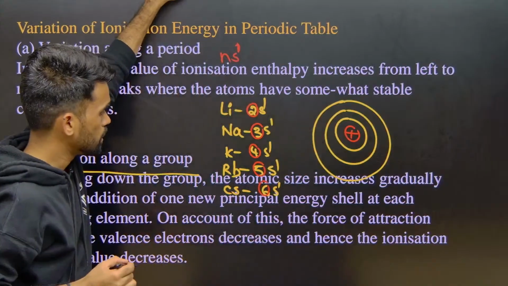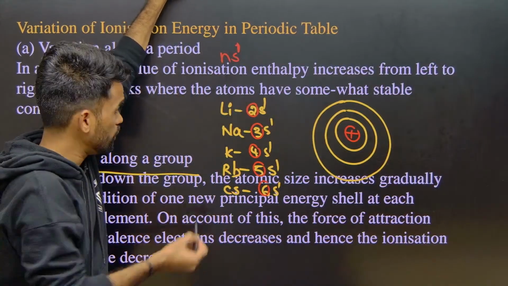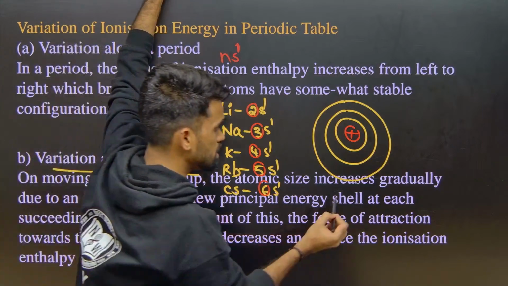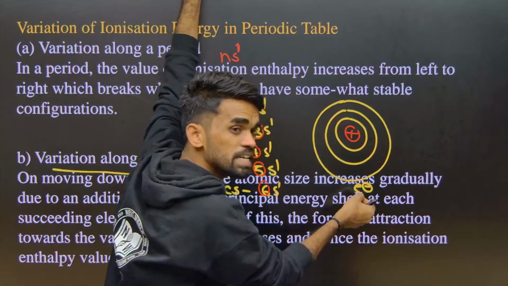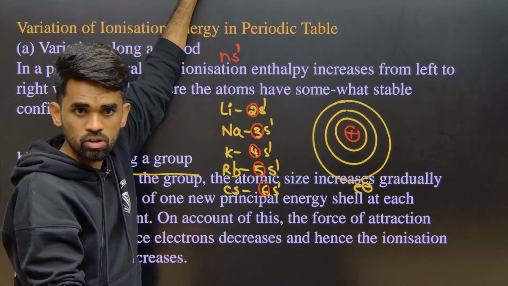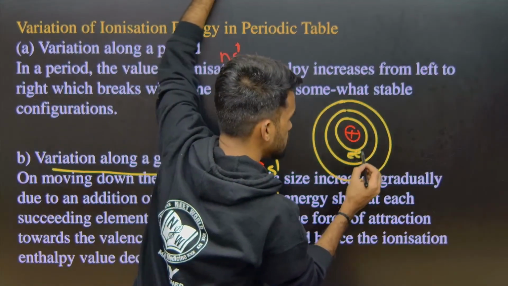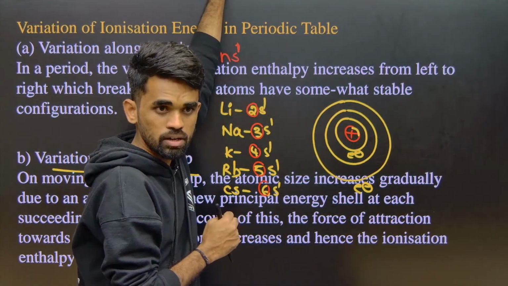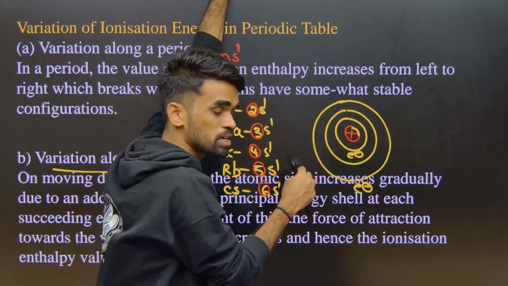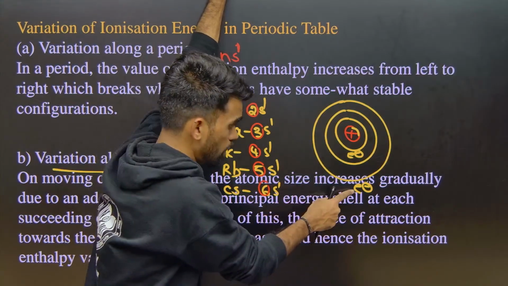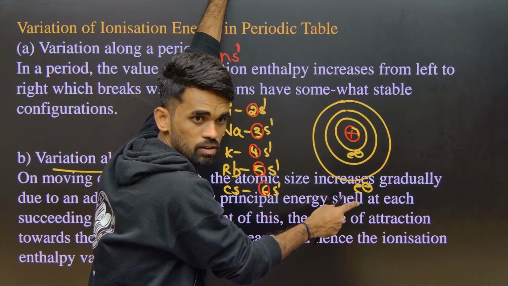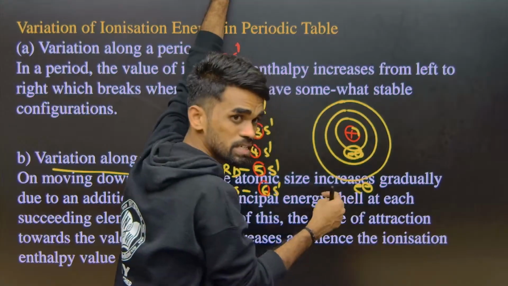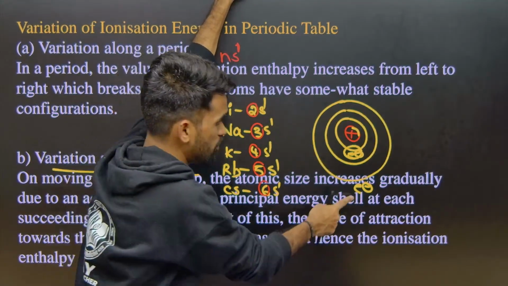So now tell me, which atom's valence electron is far from the nucleus? Cesium. Since it is far from the nucleus, it is easy to remove. Yes or no? Because if it is close to the nucleus, it is strongly bound. Which electron requires more energy to remove? The one close to the nucleus requires more energy, and the one far away requires less energy to remove.